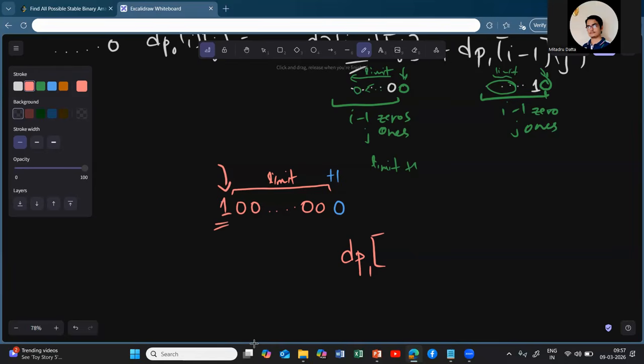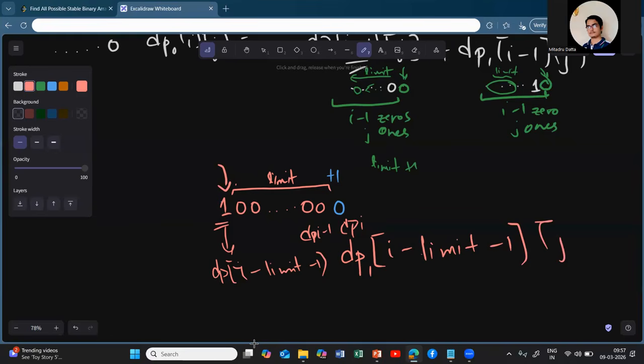So that is equivalent to asking yourself that, see, I am in the dpi, right? This was dpi minus 1, I zeros. So this will be what? Dp I minus limit minus 1. Okay, so dpi minus limit minus 1. Why? Because there are I minus limit minus 1 number of zeros present in there which are consecutive. Okay, and j ones is j. So this is the thing which you need to subtract.